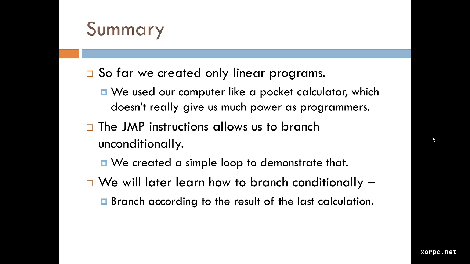So let's summarize. So far we created only linear programs. We used our computer like a pocket calculator, which doesn't really give us much power as programmers, at least not as we would like to. The JMP instruction allows us to branch unconditionally. We created a simple loop to demonstrate it. We will later learn how to branch conditionally. Branch according to the result of the last calculation.